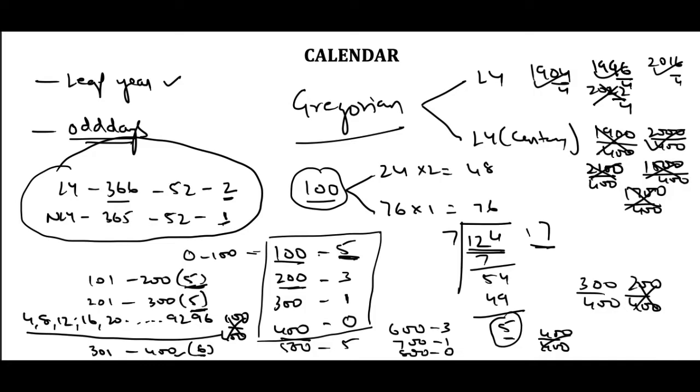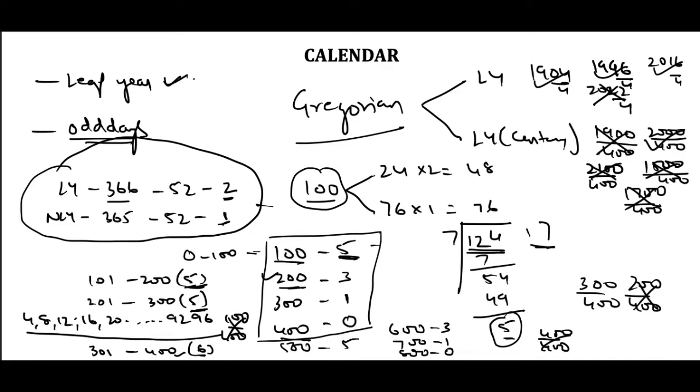So mugging up will cause chaos. Let's suppose in the paper it comes: how many odd days are there in 200 years? We have mugged up that in 200 years there are 3 odd days, so we'll mark 3, but that is wrong because it says 200 years, and which 200 we do not know. It is specifically the first 200 years that gives 3. So these two tables are very important.